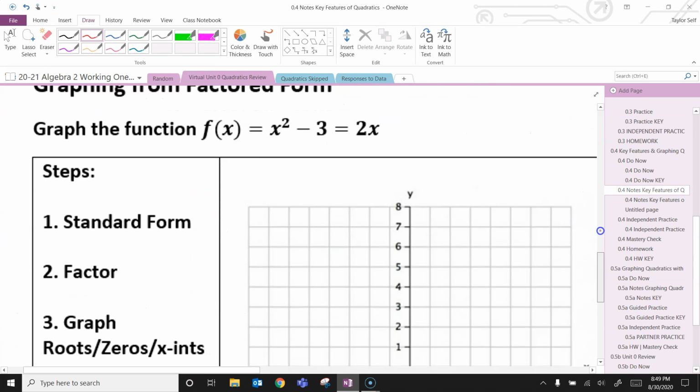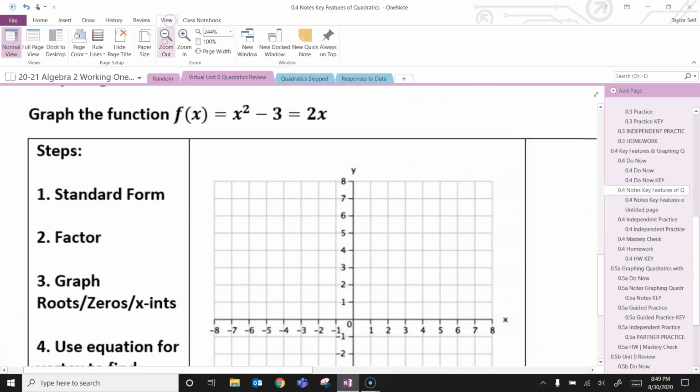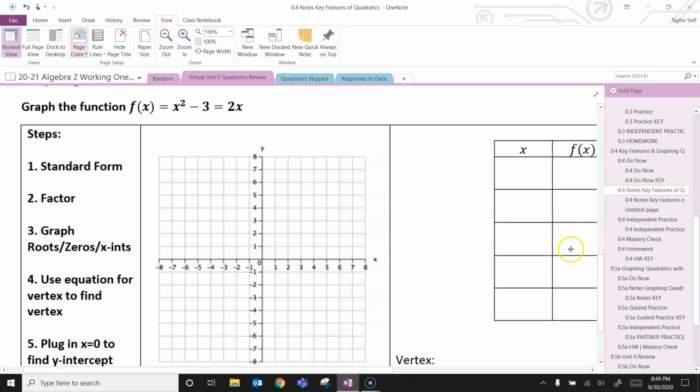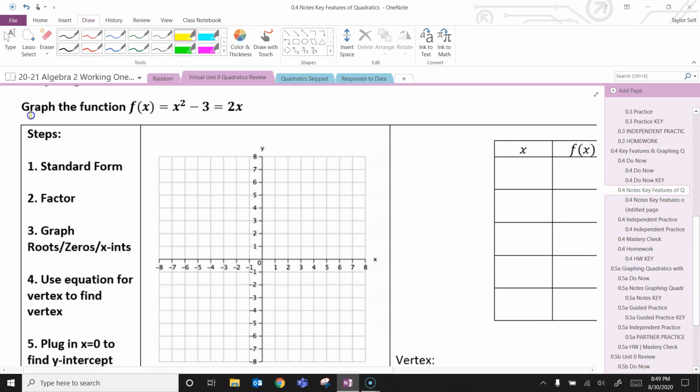So let's go ahead and go to the next part. We're almost done, though, I promise. Next part is graph this function. So go ahead and write down the instructions. Graph the function f of x equals x squared minus 3 equals 2x. Oh, this is the function. I don't like this. Here, sorry. Graph this function. Okay, cool. We don't need the f of x. That's all I was trying to say. X squared minus 3 equals 2x.